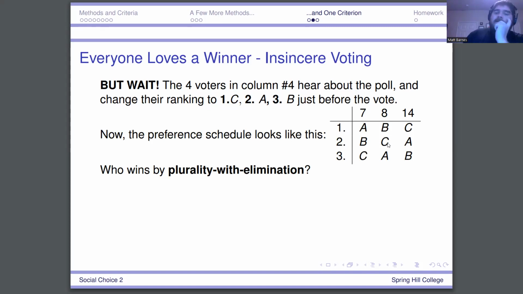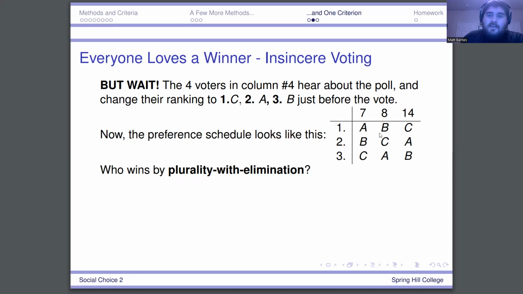They say, okay, we're going to join in with this crew over here. We want Calgary first, then Athens, then Barcelona, right? We know Athens isn't going to make it, so let's just join Calgary. If you can't beat them, join them. So we have this. Who wins with plurality with elimination here? Well, A has 7, B has 8, C has 14. 14 is not quite a majority. It's close, but it's not quite there, right? We need 15 for a majority.